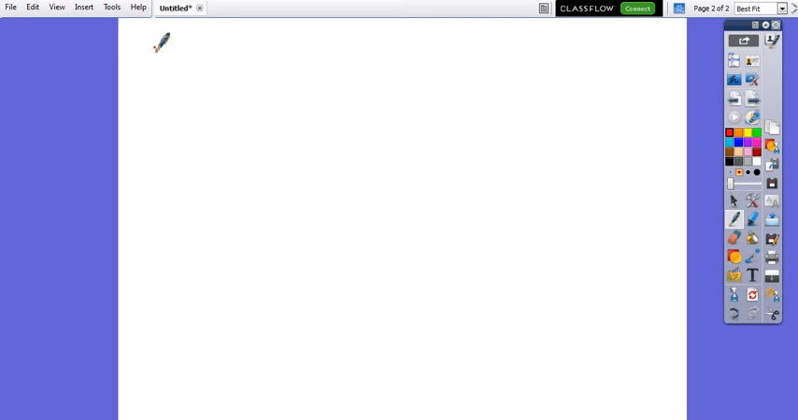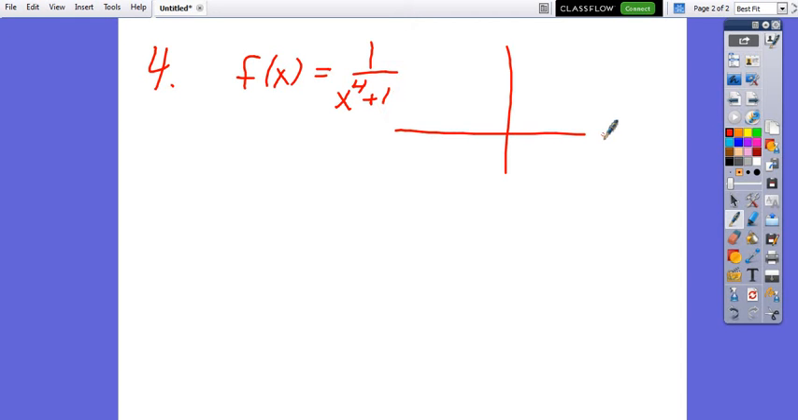Okay, number 4, the original function was 1 over x to the 4th plus 1. The graph looks like this. Okay, so on first glance, you would think it was even because the y-axis cuts this graph in half such that it has mirror images. So we would think that it's even. Now we have to prove it.